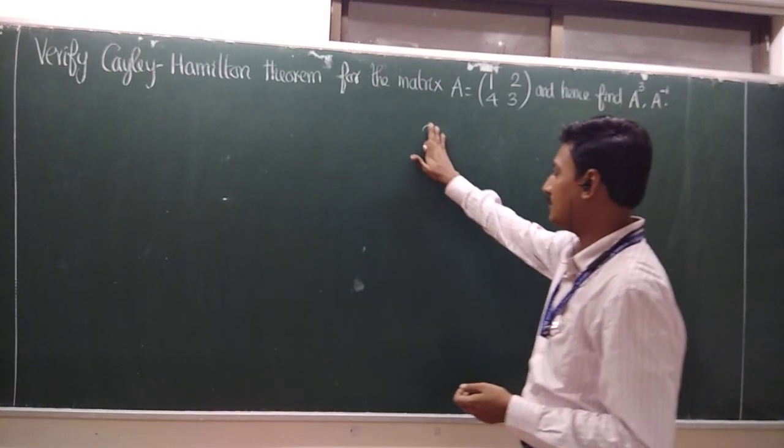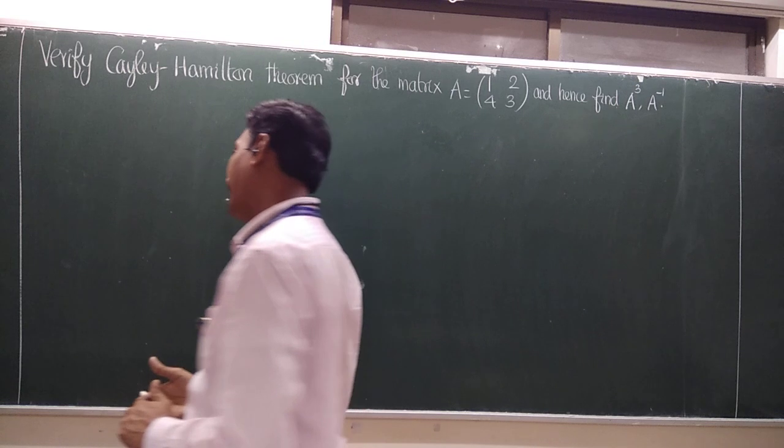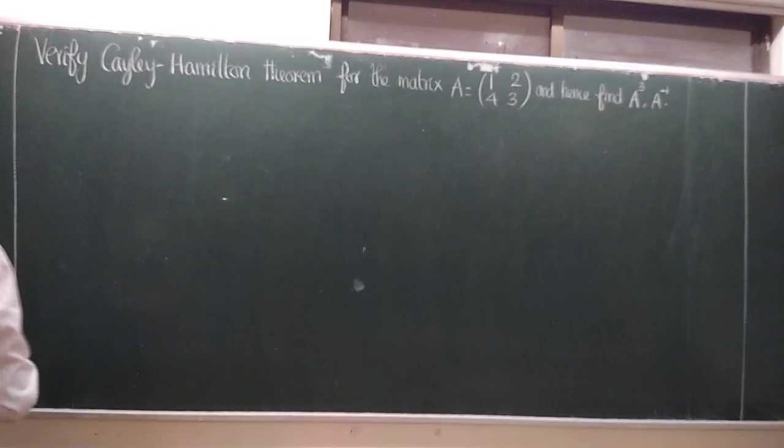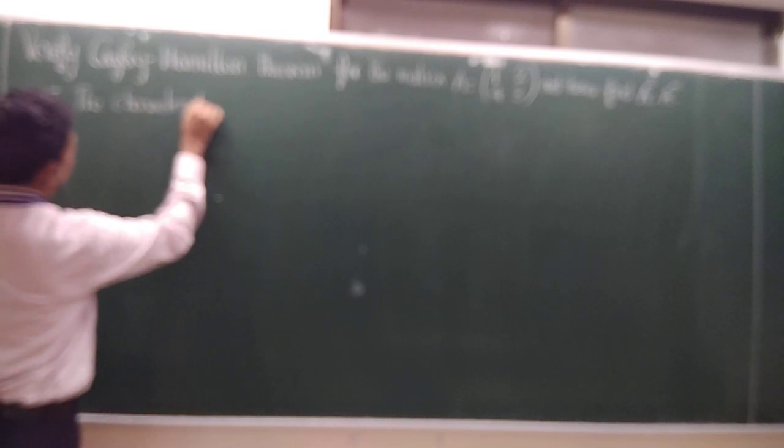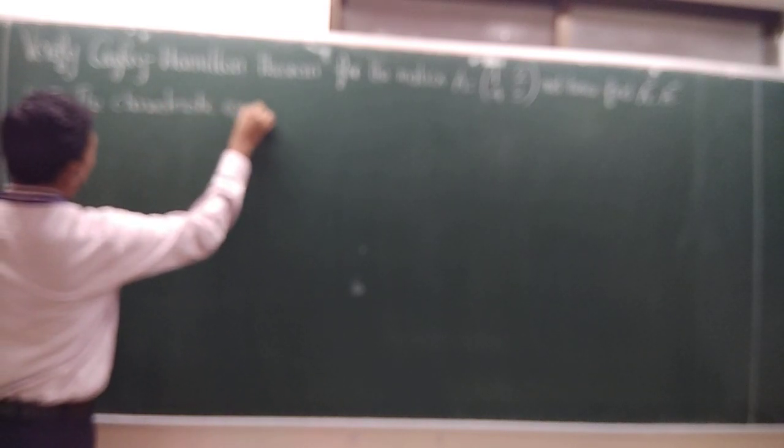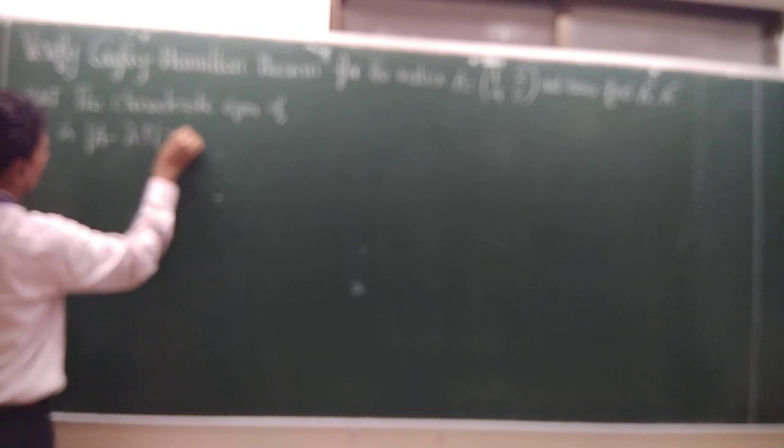So let us come back to this question now. Verify the Cayley-Hamilton theorem for the 2 by 2 matrix A equal to [1, 2; 4, 3]. First of all, find out the characteristic equation. As we know, the characteristic equation of the given matrix A is determinant of A minus lambda I equal to 0.